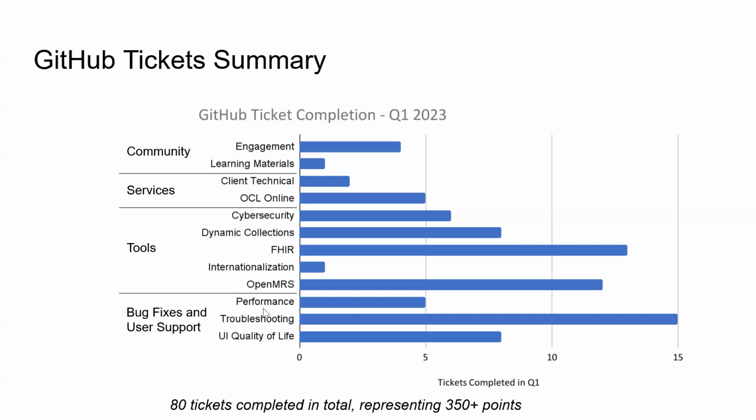We've definitely spent some time making sure performance in OCL's tools is good, that we are troubleshooting bugs as they come up, and we appreciate the community members who bring those up to us, making sure that the UI has some good quality of life, while, of course, we're working on broader user interface work. So just wanted to show we've got over 80 tickets completed in total, represents over 350 points. This might be a little nebulous, but it is a lot of work. So just want to give a shout out to Sunny and Rapal and the rest of the team for all the great work this quarter.